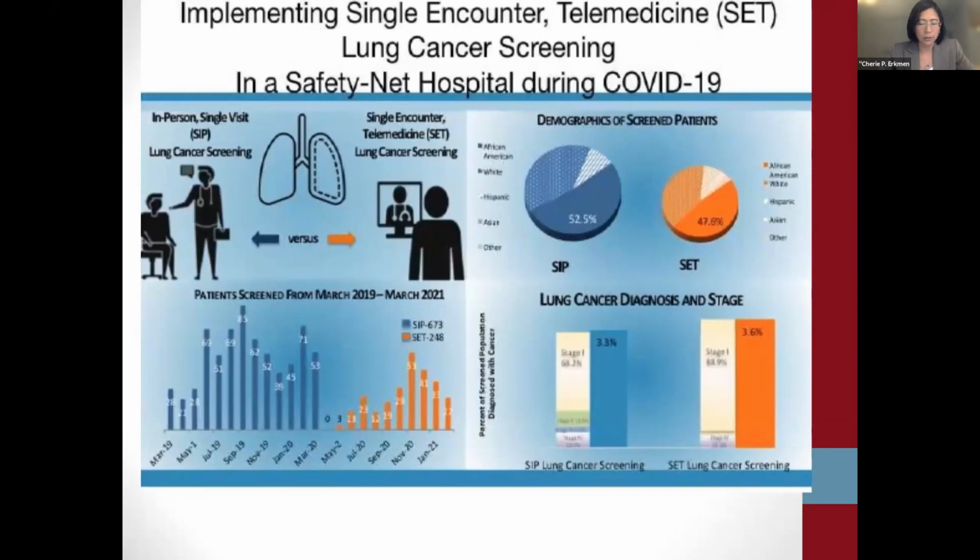And of course, a huge barrier, COVID. We have tried to implement a single encounter telemedicine visit, and it actually works very well. Patients come in, get their scan, go home, and we give them a call. And some patients actually prefer it.